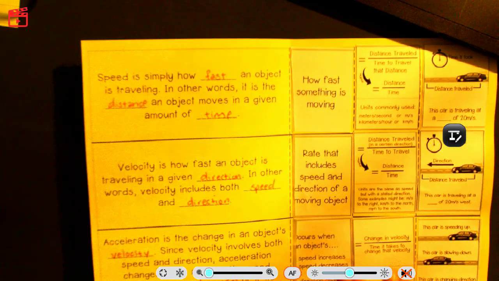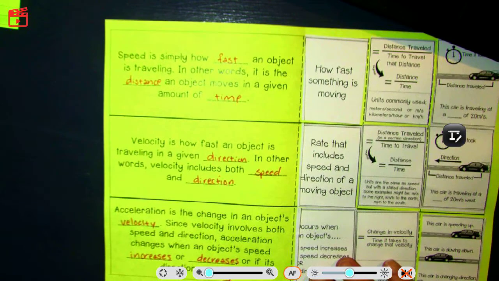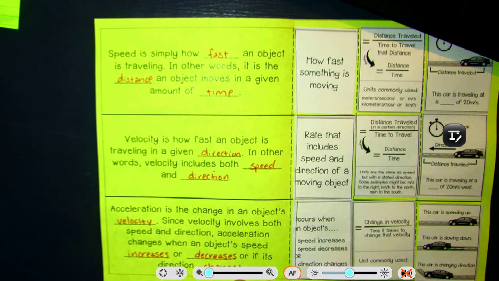Speed is simply how fast an object, sorry, my lights went off on me, and there we go. Now you can see it a little bit better. So speed is simply how fast an object is traveling. In other words, it's the distance an object moves in a given amount of time.